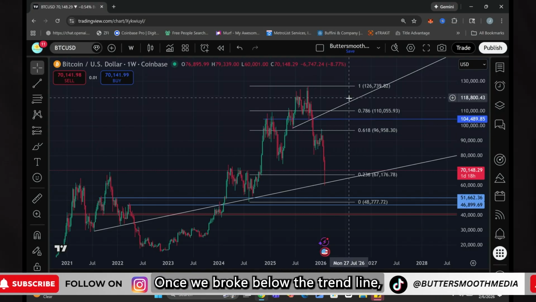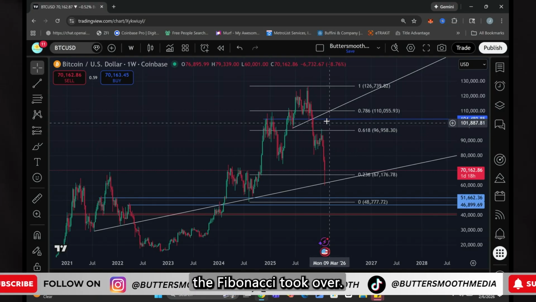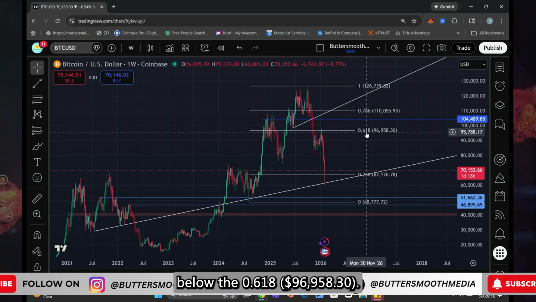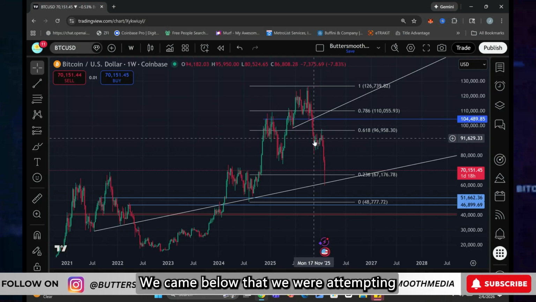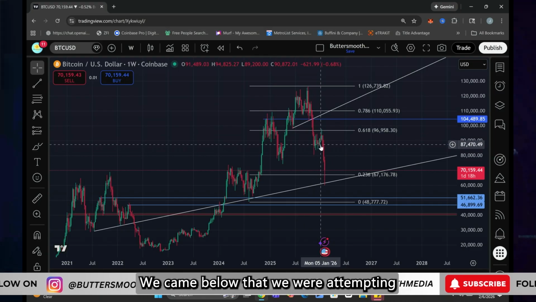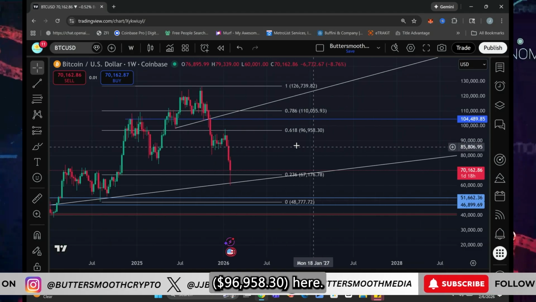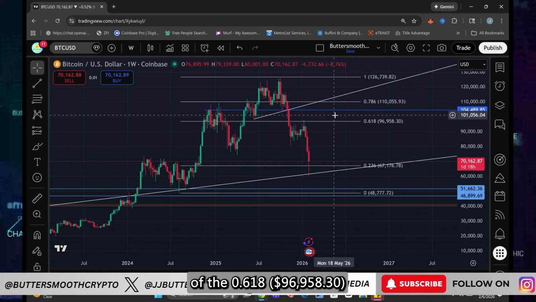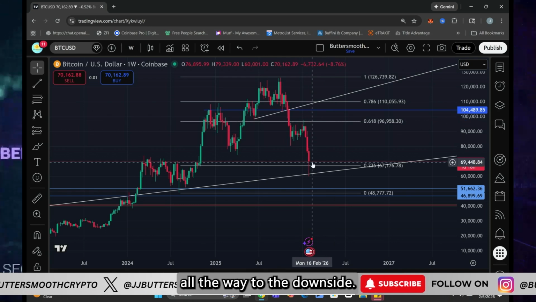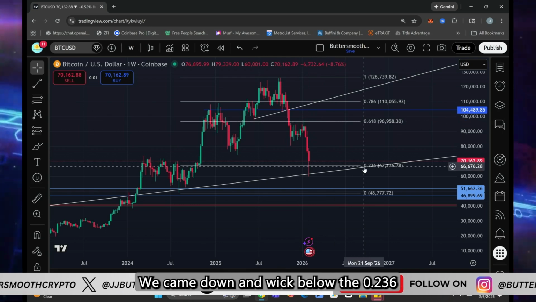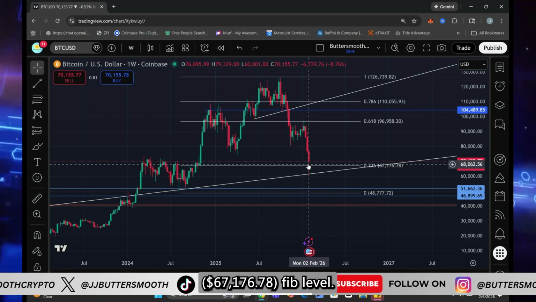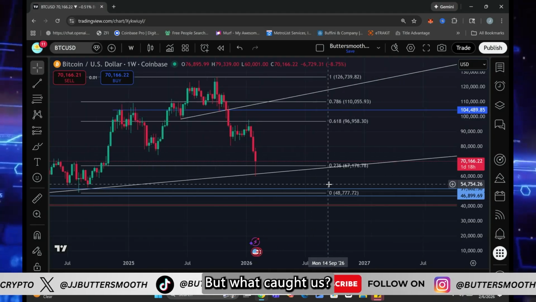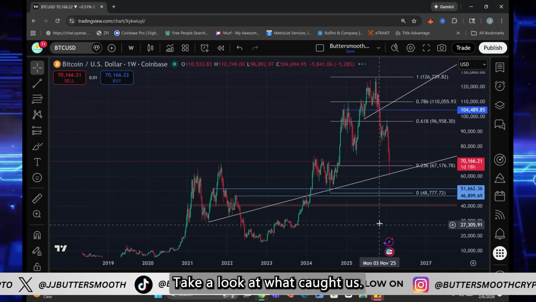Once we broke below the trend line, the Fibonacci took over. We broke down below the 618. We were attempting to get back over the 618 here. You could see that, a couple tries, movements towards the upside of the 618 before melting all the way to the downside. We came down and wicked below the 236 fib level. But what caught us? Take a look at what caught us.